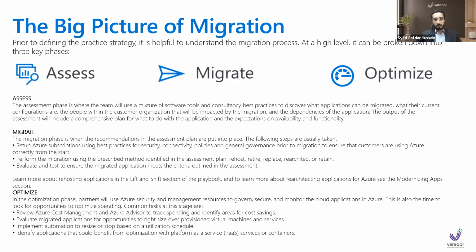In the assessment phase, we do discovery and assessment of the environment, leveraging some tools and techniques, and come up with the modernization and native implementation plan. Right? In the migration phase, we execute the migration plan with the right strategy identified in the assessment phase, like rehost, replace, re-architect, and rebuild, right? In the optimization phase, we review cost management tools and security management resources to govern, secure, and monitor the cloud application. Create a runbook or automation script to stop or scale resources based on their utilization.